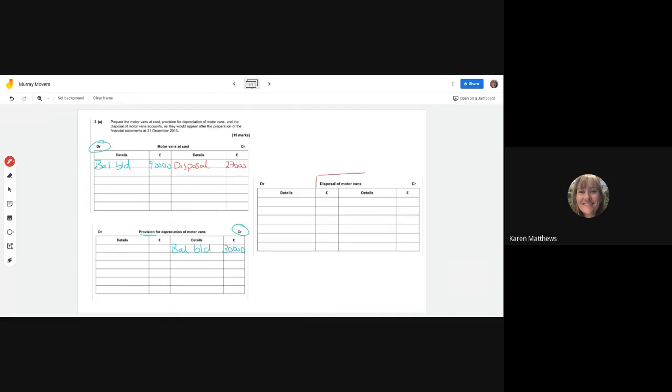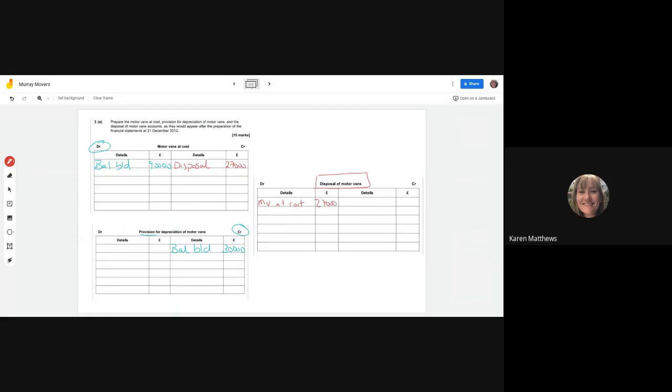Now the disposal account is like the suspense account. The balance comes down to 0 because we just work out what the profit or loss on disposal is, which we already know is £2,000. We're going to prove that in our T account. So motor vans at cost, we've got 27,000.